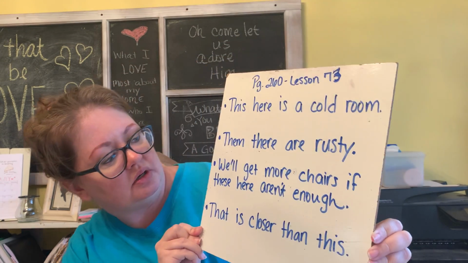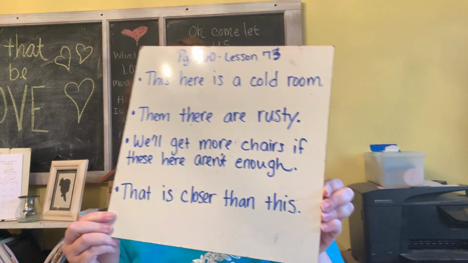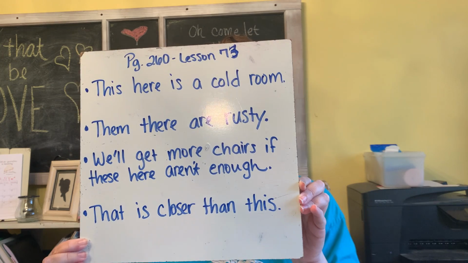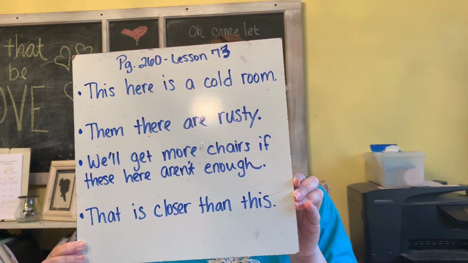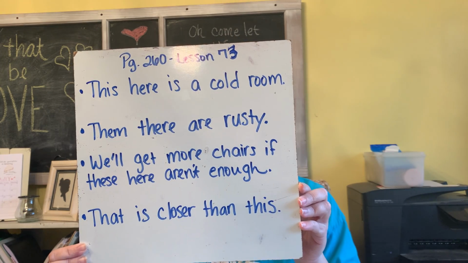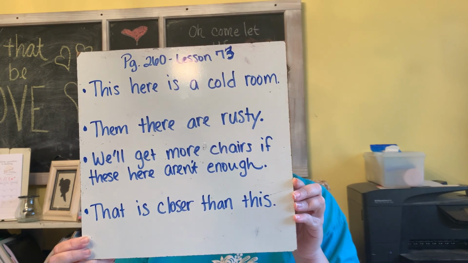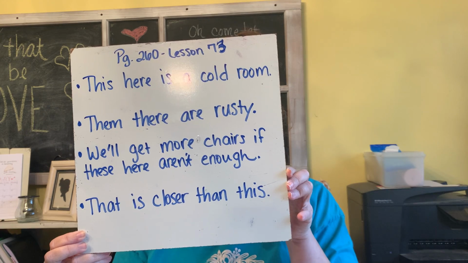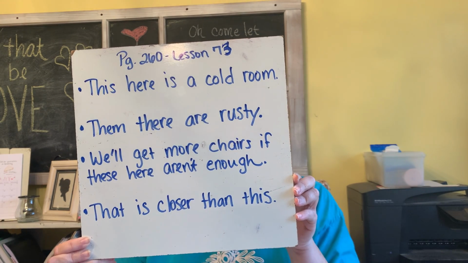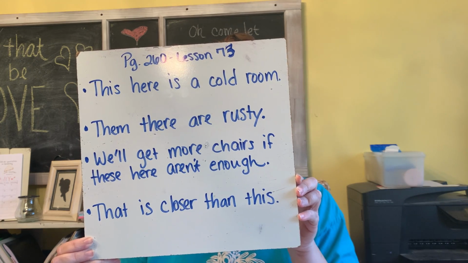The next one, it's from number 4 on oral drill. It says, we'll get more chairs if these here aren't enough. All right. Once again, remember we are not going to use the word here with our pronouns. So we would just take that word out and we would say, we'll get more chairs if these aren't enough.